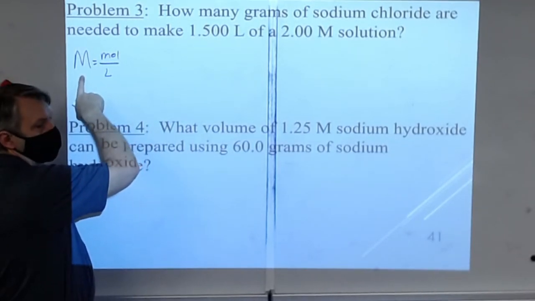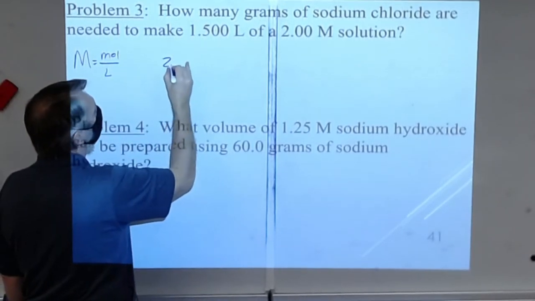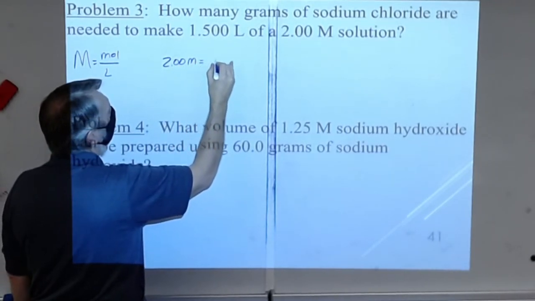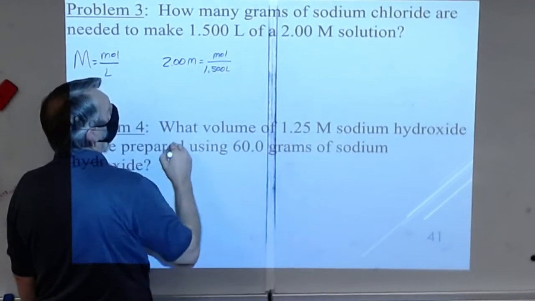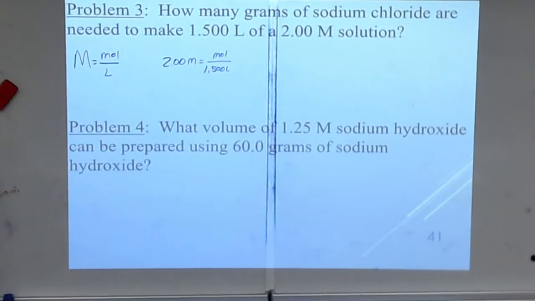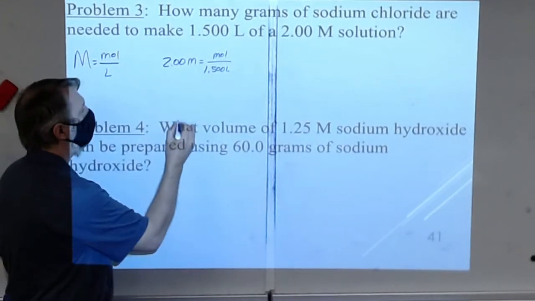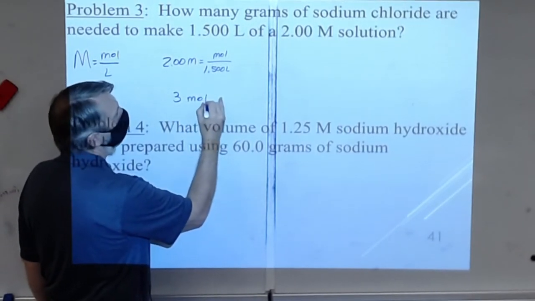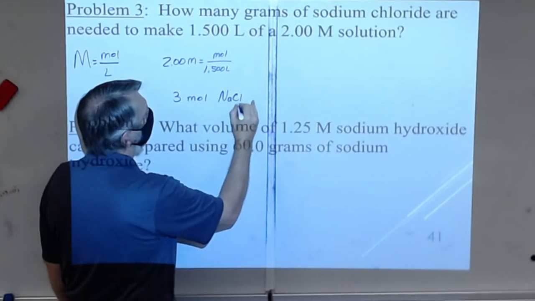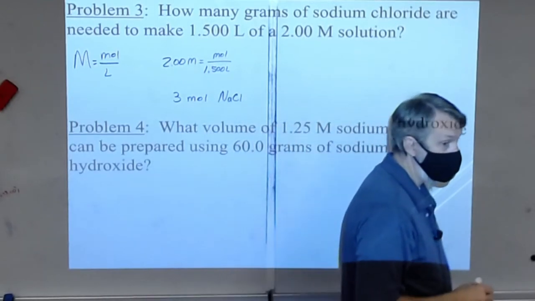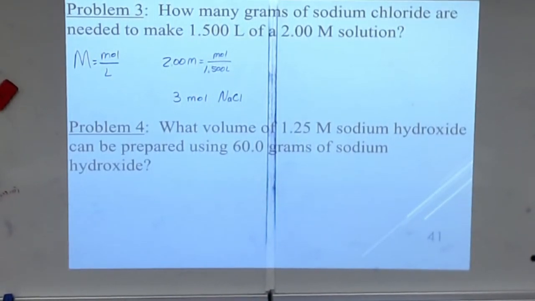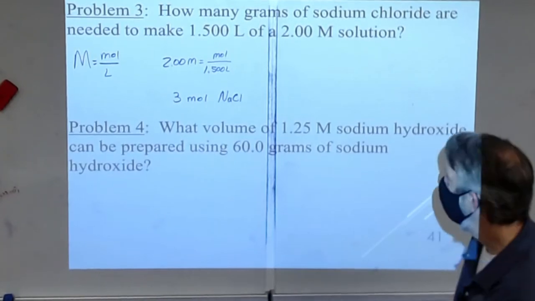Do I have molarity? Yeah, I do. So I have 2.00. What I don't have is moles. Can I use my algebra skills and answer this question? So how many moles do I need? I need 3 moles of NaCl. Am I done? Is that what the question asked? Question asked me for grams. Do I know how to get from moles to grams? That's what we're going to do.